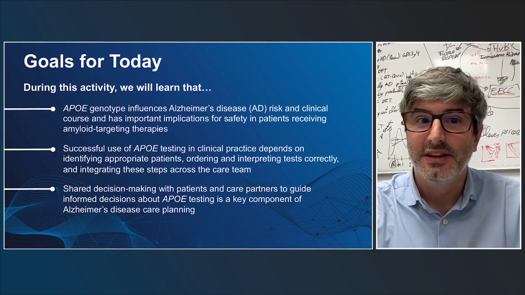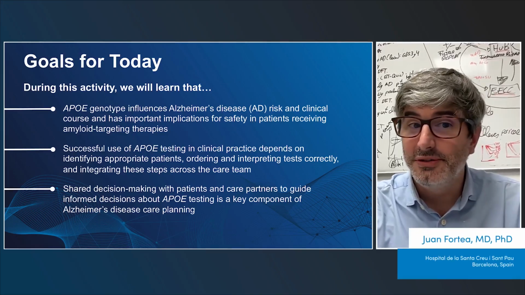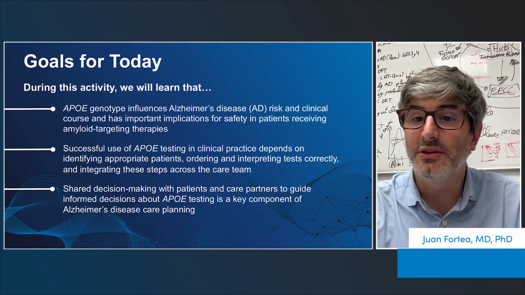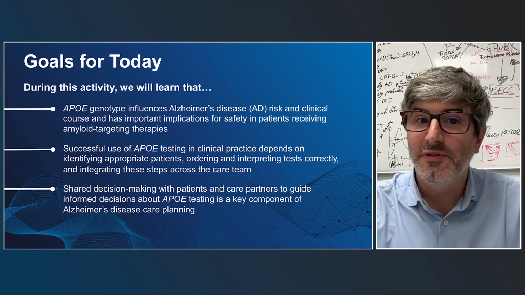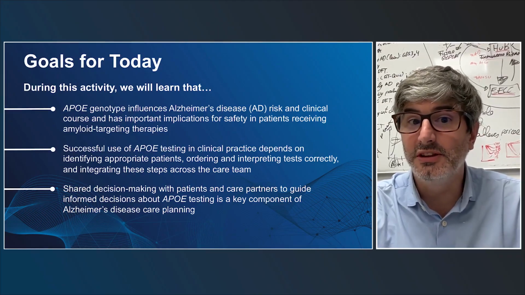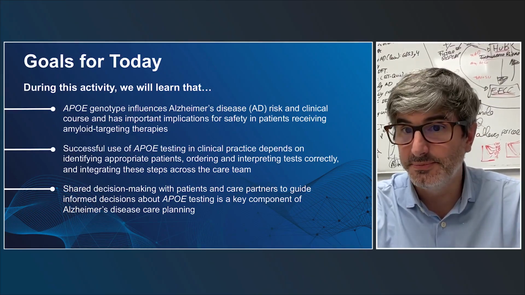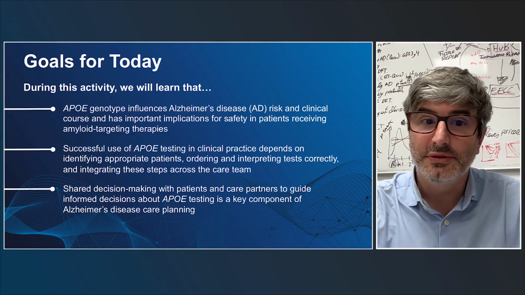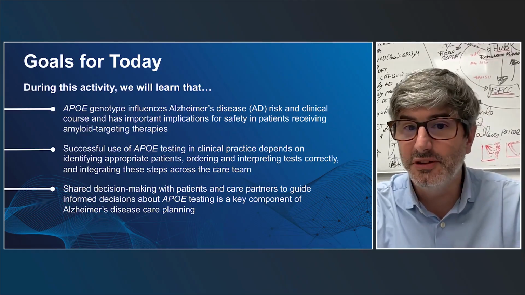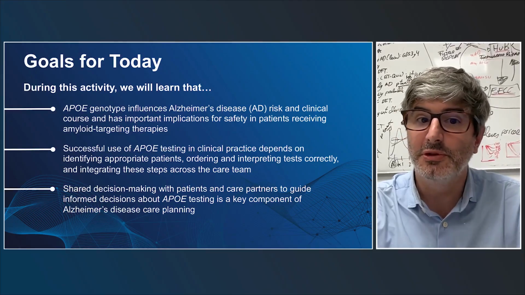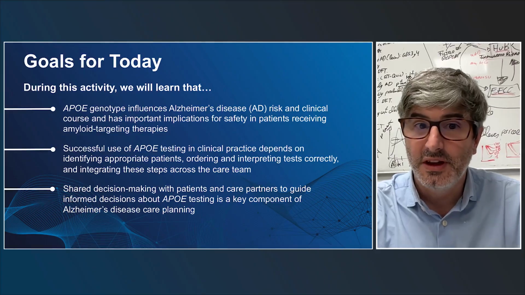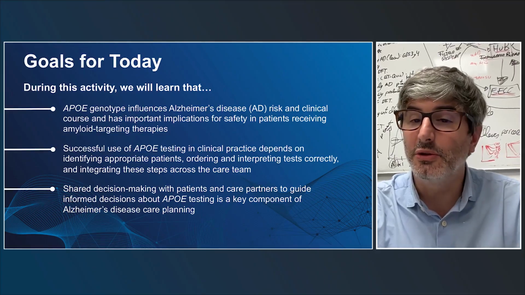And we'll be discussing the strategies for appropriate assessment and use of APOE status in Alzheimer's disease clinical care in Europe. During this presentation, we will learn that APOE genotype influences Alzheimer's disease risk and clinical course and has important implications for safety and treatment response in patients receiving anti-amyloid-targeting therapies. We will also learn that the successful use of APOE testing in clinical practice depends on identifying appropriate patients, ordering and interpreting tests correctly, and integrating these steps across the care team.